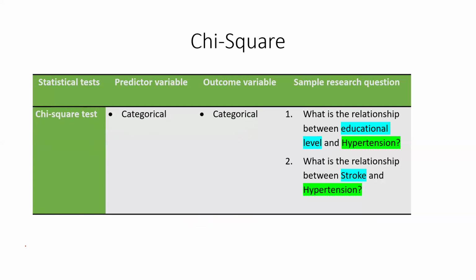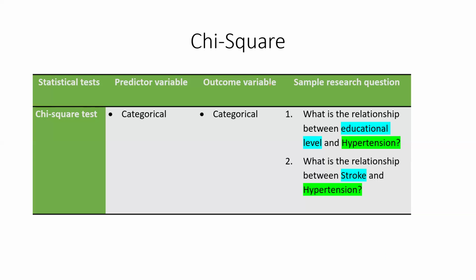before, so that I don't keep going and coming back. Sorry, I'm trying to get a pen to save us time without going and coming every now and then. So the first one is education and hypertension. And the second one is stroke and hypertension. And we are going to do chi-square for the two of them.